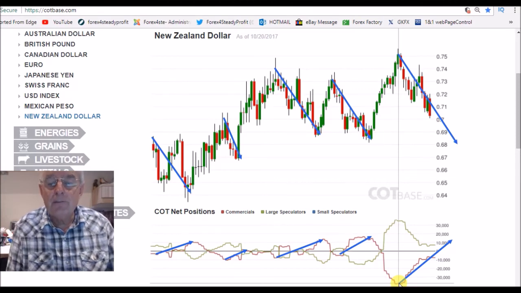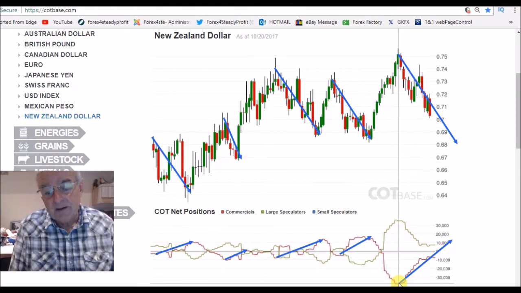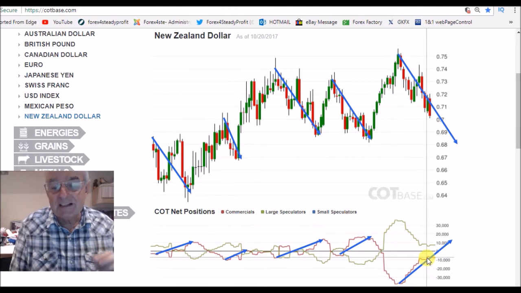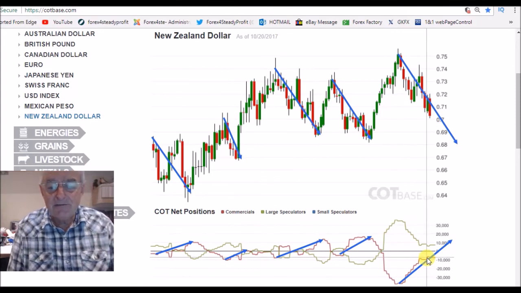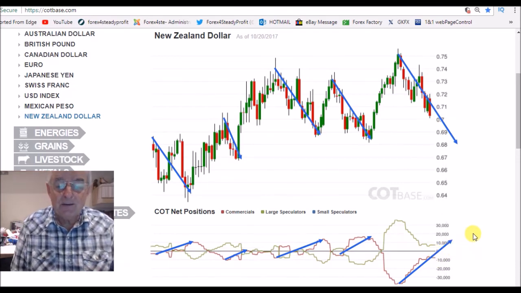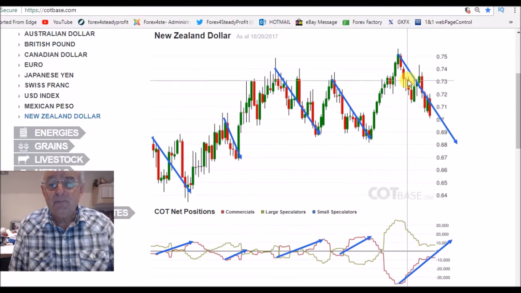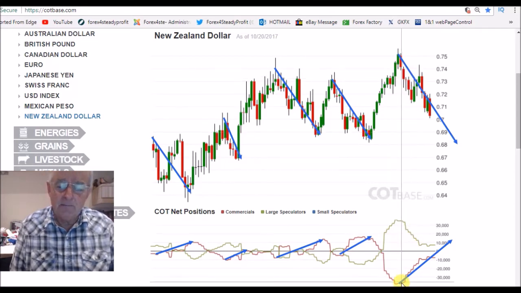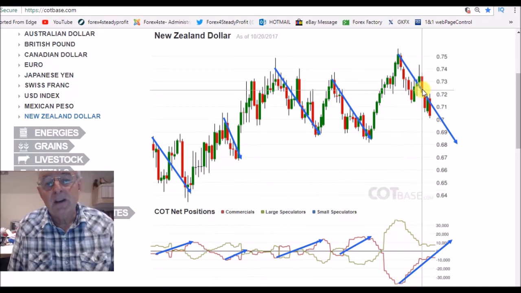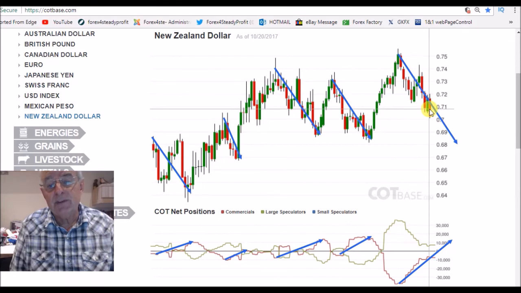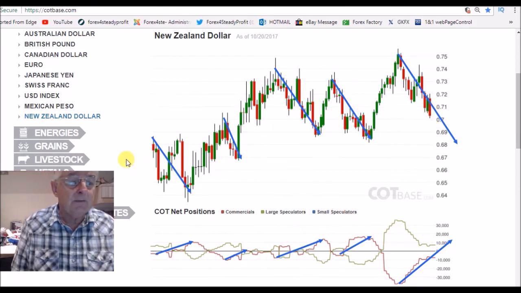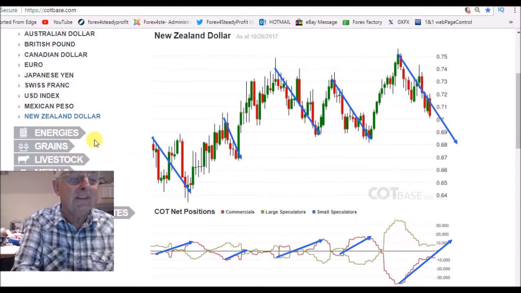So it's an overpriced New Zealand dollar, and this has fallen off nicely, and I expect it to fall even further. I'm expecting it to fall the other side of the zero line, but we'll wait and see what happens. Usually these things, I mean, that was a massive bearish stance taken by the commercials, and I'm expecting a much bigger movement than we've already seen. So that's where we stand on that one.